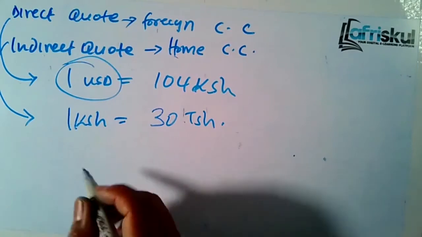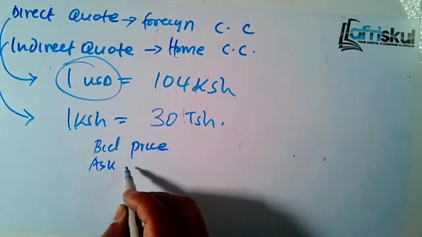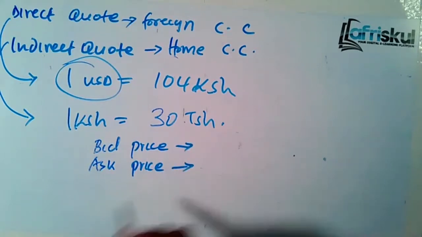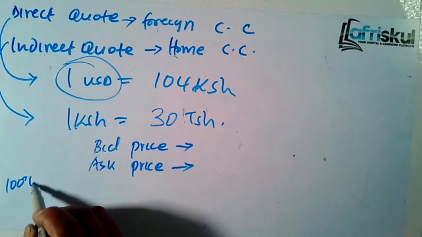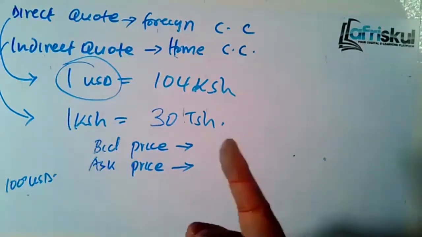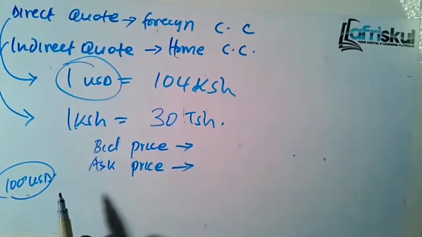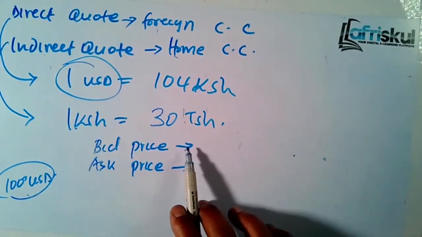Then we have what we call the bid, and we have what we call the ask price. Now, assuming you are in possession of $100, then you want to change this amount into Kenyan shillings. You approach the bank. The bank will buy the US dollars for them to give you Kenyan shillings. They use what we call the bid price.